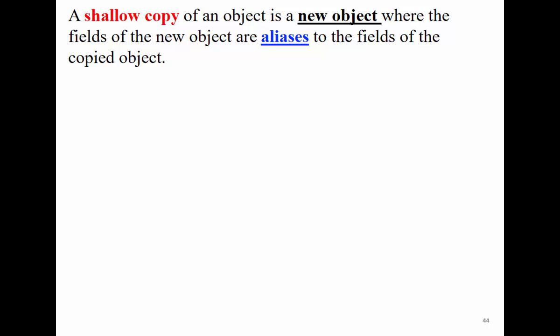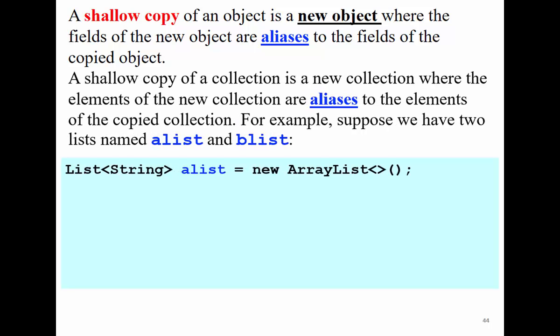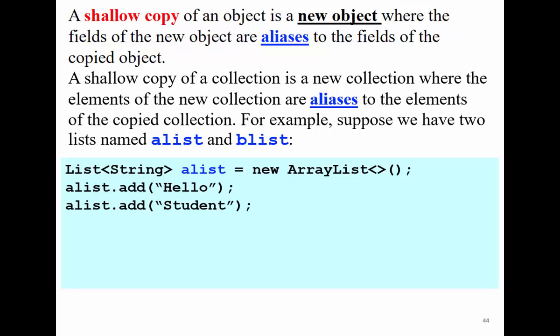Now, a shallow copy. A shallow copy means you have a collection where the fields of a new object are aliases to the fields of the copied object. What do you mean by that? This is an example. You have an ArrayList, a list is created, and inside it you define new strings, Hello and Student. These are two strings. You add them to our a list.